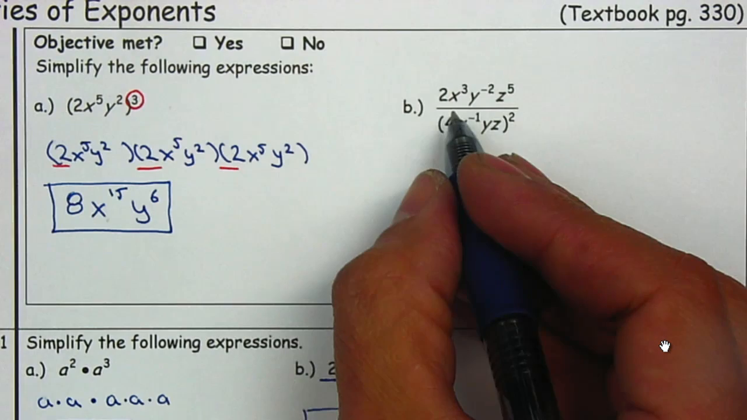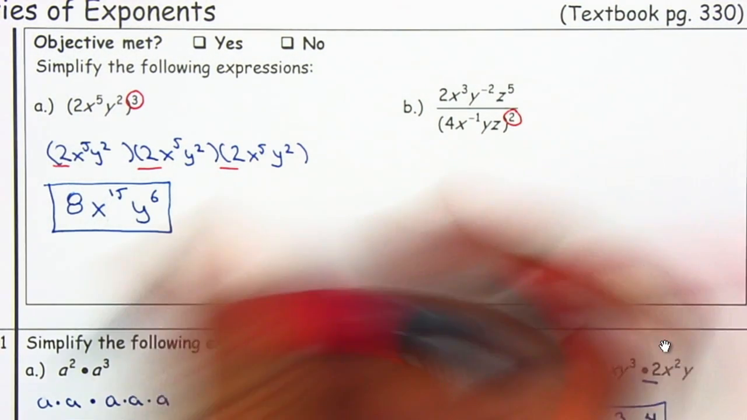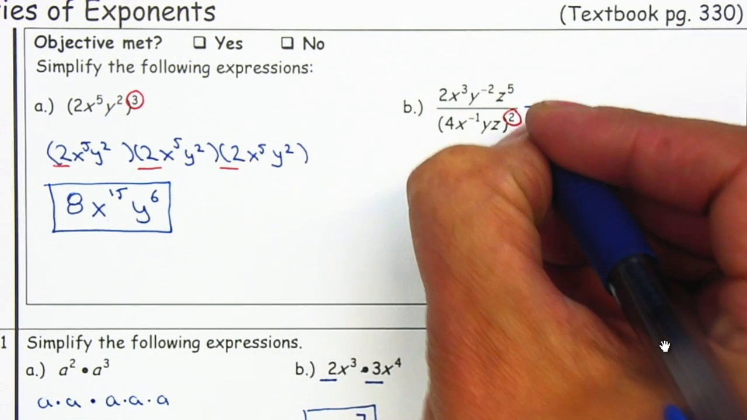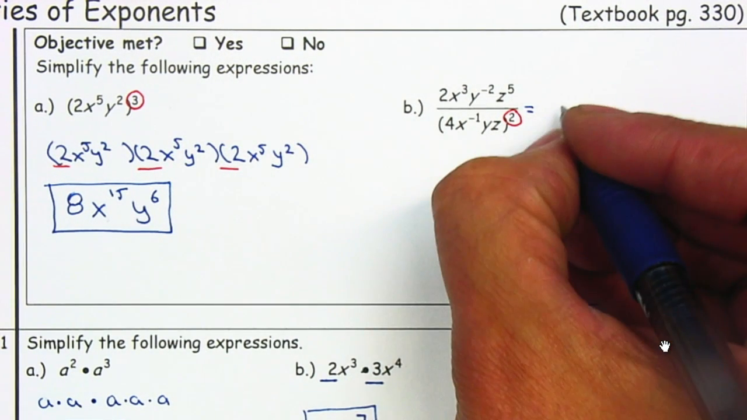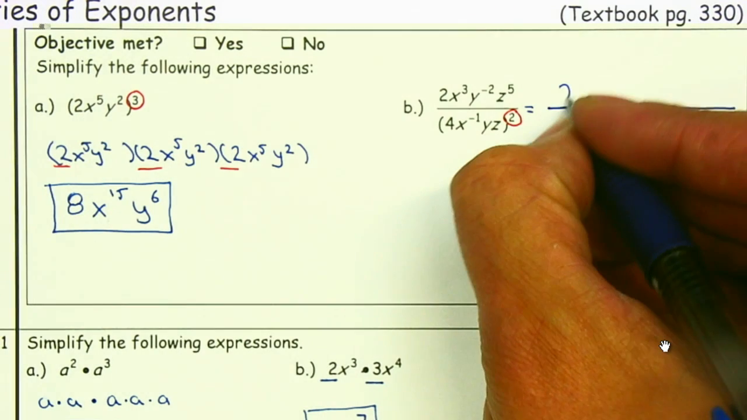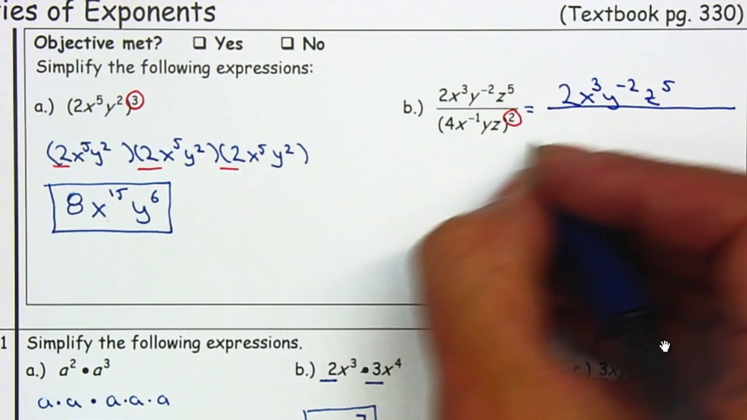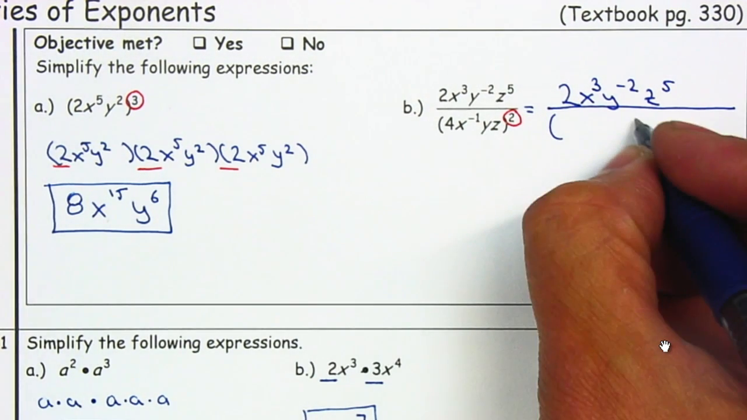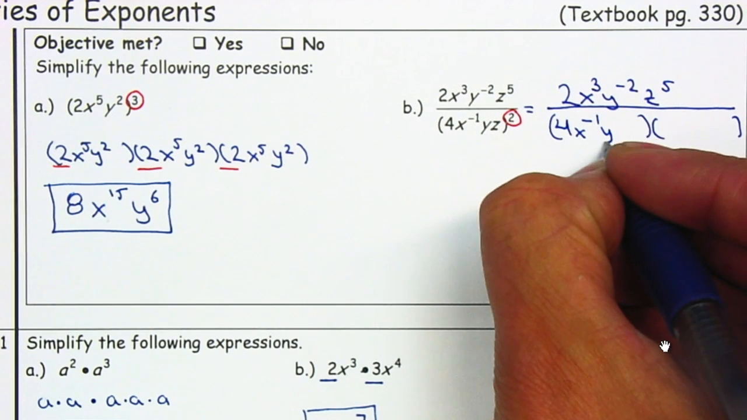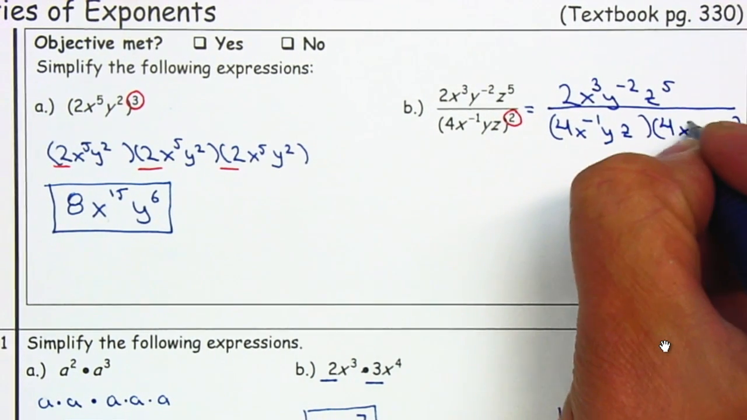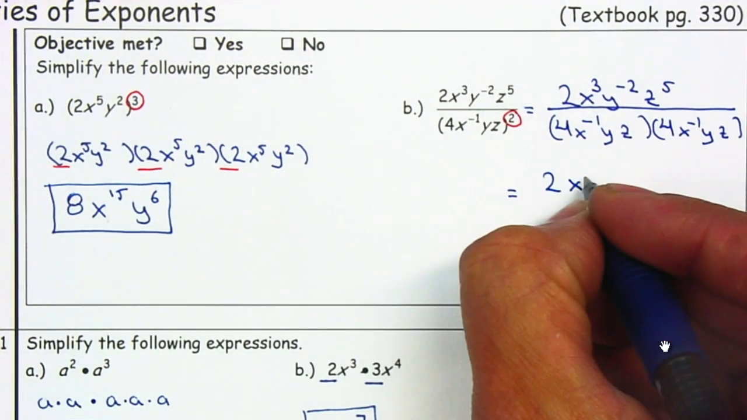Now for letter B, if you notice, I have an exponent on the denominator outside the parentheses, so that means I have to expand it twice. I cannot switch anything up and down yet. I need to expand it first. The numerator on top stays the same. The denominator will be written twice, once, twice, so 4x to the negative 1 y z, 4x to the negative 1 y z. So we have 2x to the third.